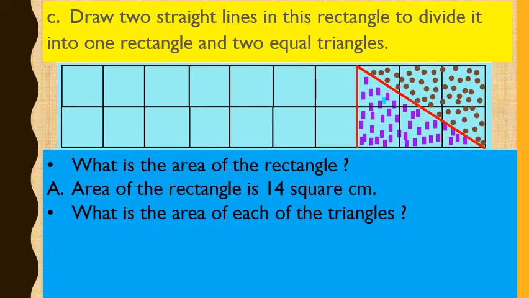Now this 6 square centimeter rectangle is divided into two equal triangles. So the area of each triangle is half the area of this 6 square centimeter rectangle, that is half of 6, that is 3 square centimeter. So the area of each triangle is 3 square centimeter.